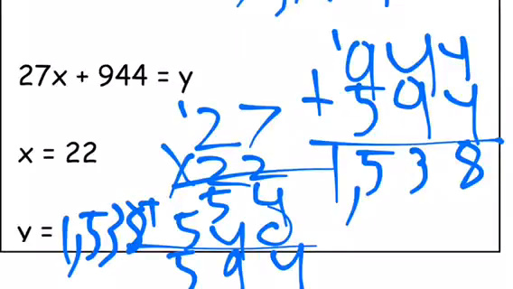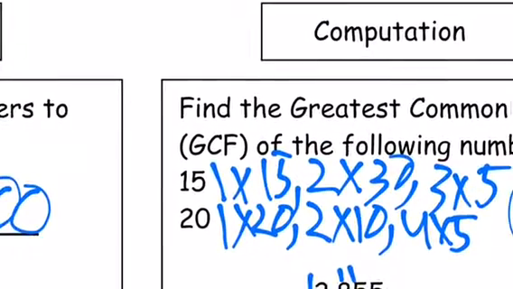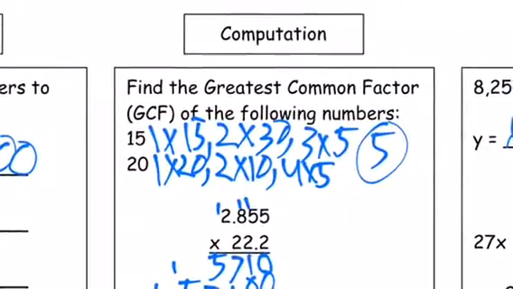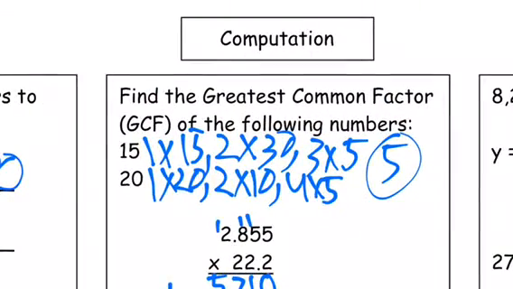Sign your name. Montserrat, what number? 3. GCF. Your greatest common factor of 15 and 20 is what? 5. Thank you, Montserrat. Sign your name.